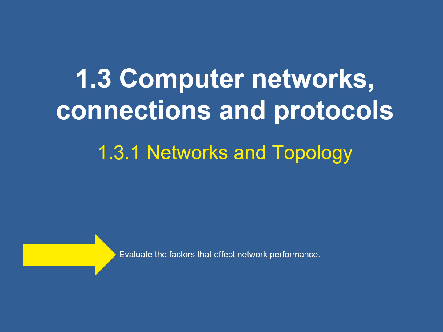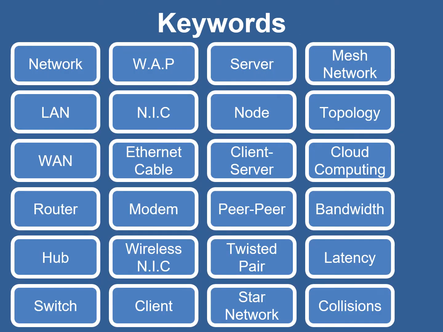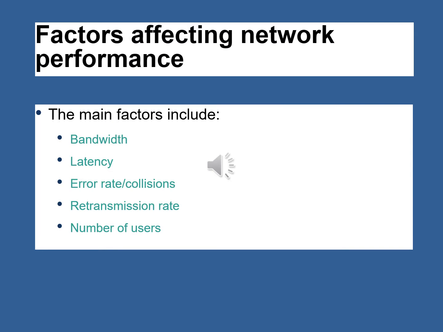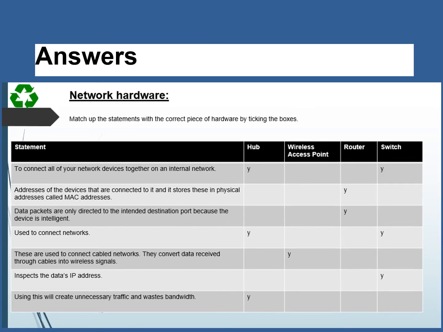This is lesson six in our series. Our key questions are, what factors? Here's our keyword war. There are five different factors that affect. As a starter activity, I want.